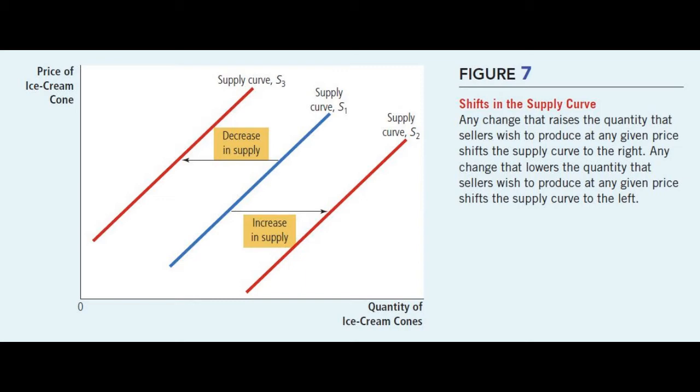So increases in technology can shift supply rightward, increasing supply. It becomes cheaper to produce every level of output at every price, right?